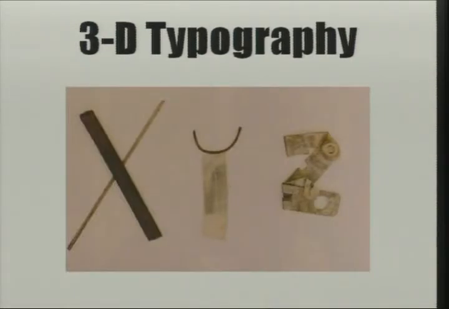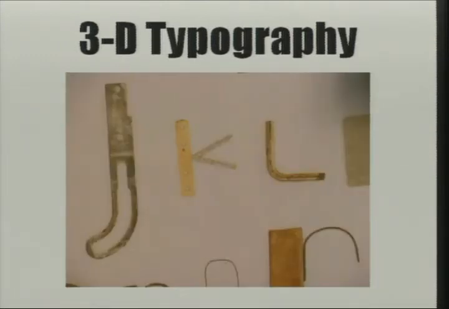Here's an example of a 3D typeface. This one is not very 3D, it's somewhat 3D, but it's made out of old tools and old pieces of different fabric. That's another example. You can see the J, K, and the L. I think there's an R down at the bottom there.